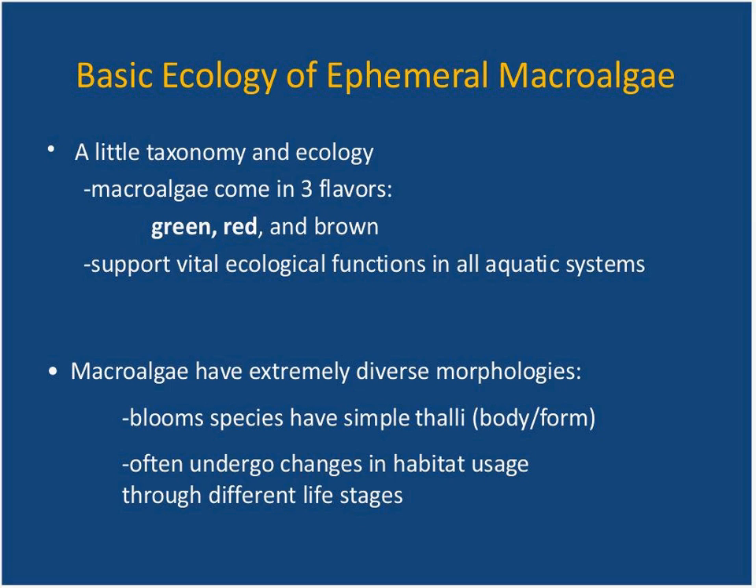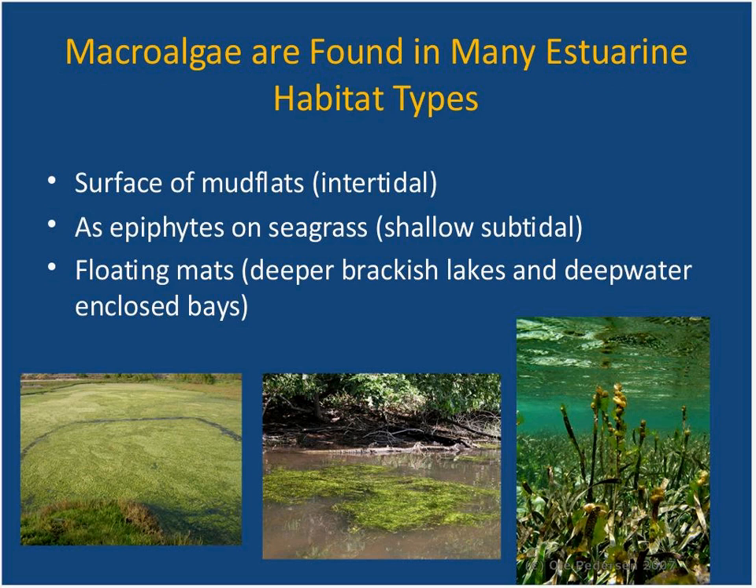They often undergo changes in habitat usage through different life stages. They start off attached to the benthos, the bottom of the ocean or the estuary, and then as they get larger, they often detach and form these large floating rafts that Mark showed you some nice pictures of, and you'll see more pictures of. So macroalgae are ubiquitous. They're found throughout many different habitats and estuaries, all of the ones Martha talked about: on the surface of flats, as epiphytes on seagrass, and as large floating mats, usually in deeper brackish areas and deep water enclosed bays.